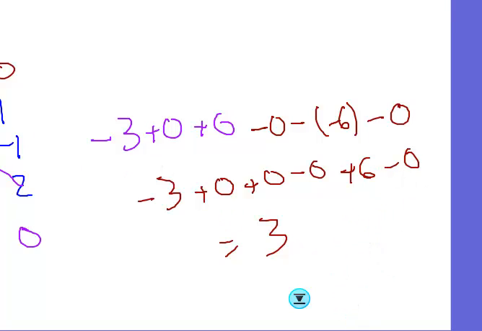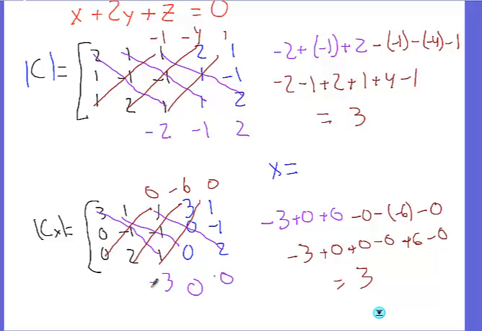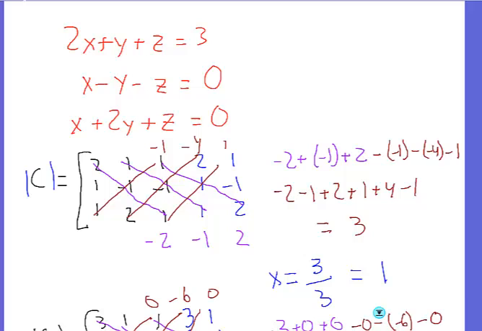So now, in order to find out what x equals, we're going to take the answer from our x coefficient determinant, where we changed the x column, and we're going to divide that by the answer to our original coefficient determinant. So 3 divided by 3 is 1, and the value of x in this system of equations is 1.